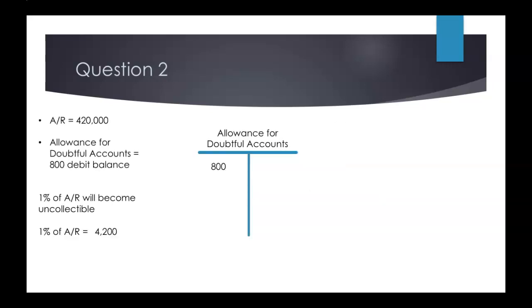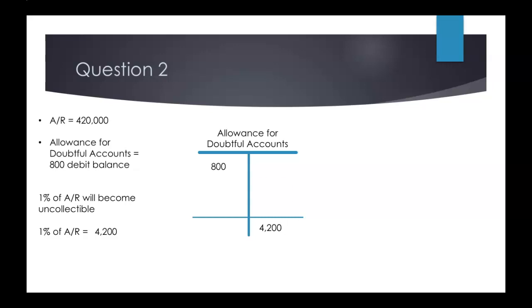So we have all of our information over on the left. We know that 1% of our accounts receivable, that's still $4,200. That didn't change. What changed is this T account for our allowance for doubtful accounts. We now start off with a debit balance of $800. We want to end with a credit balance of $4,200.